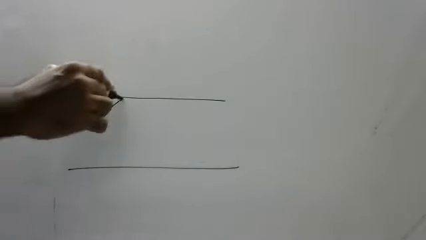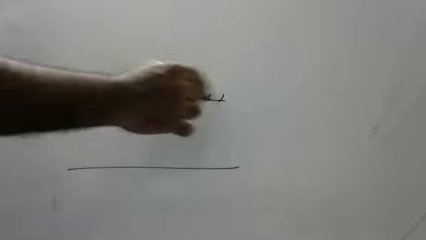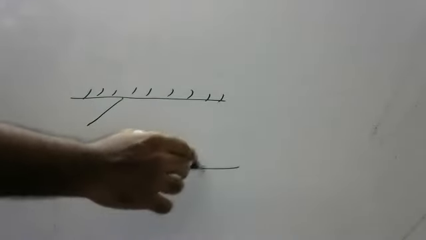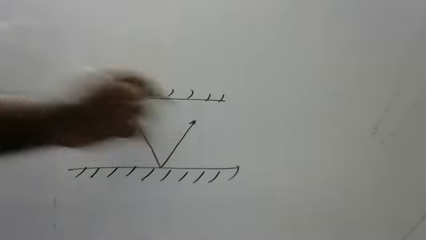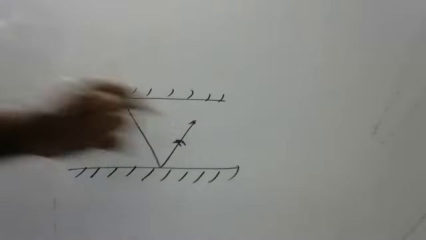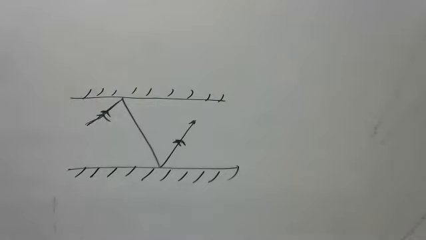Very easy synthesis. Children, this is a mirror. This is also a mirror. One ray is coming like this, getting reflected. We have to prove that these both are parallel. That's all. We will prove the parallel in the next class.